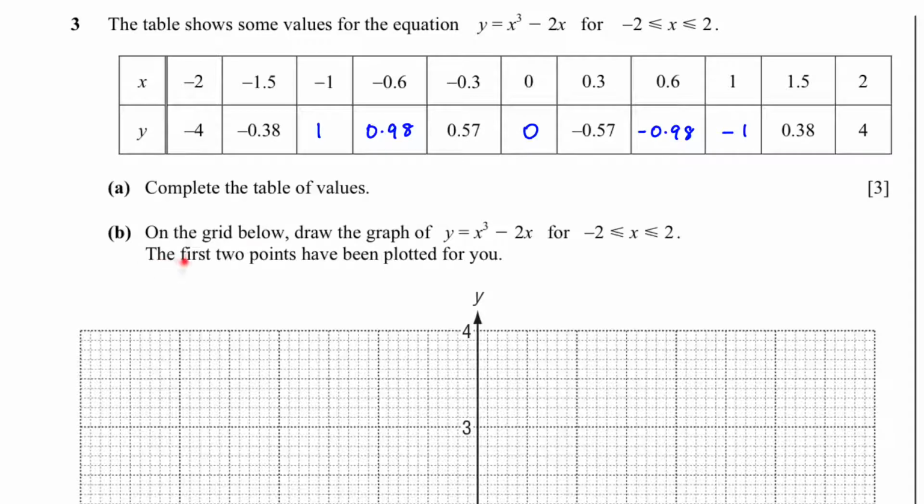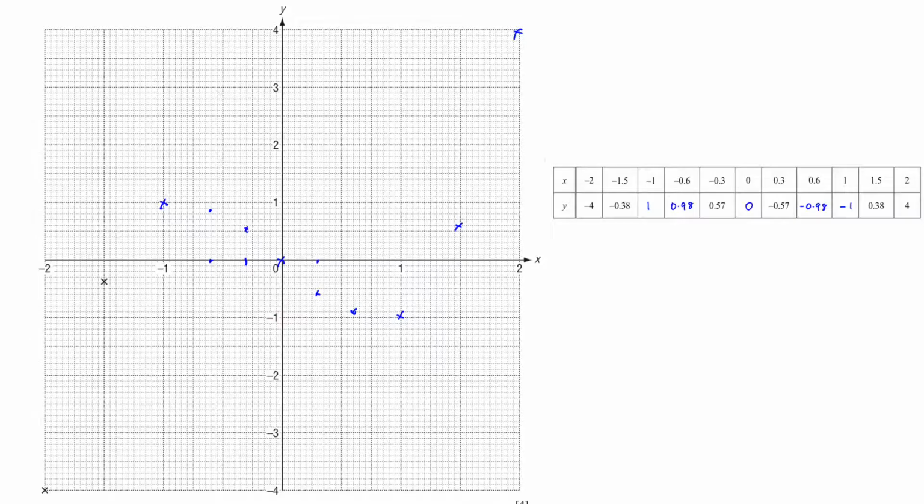For B, on the grid below, we have to graph y is equal to x cubed minus 2x for the points we already found in the table. And the first 2 points have been plotted for us. So here we have plotted the points. When x is -1, y is 1. When x is -0.6, y is 0.98, so it's somewhere here. Same way all the other points. Now we have to join them together. Try to make a smooth curve. And we are nearly done with joining it.